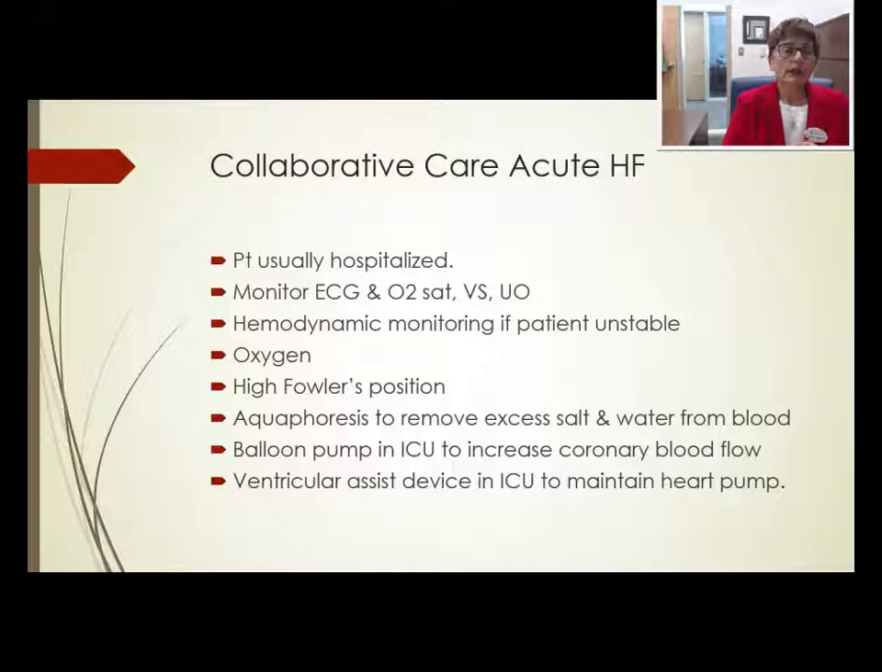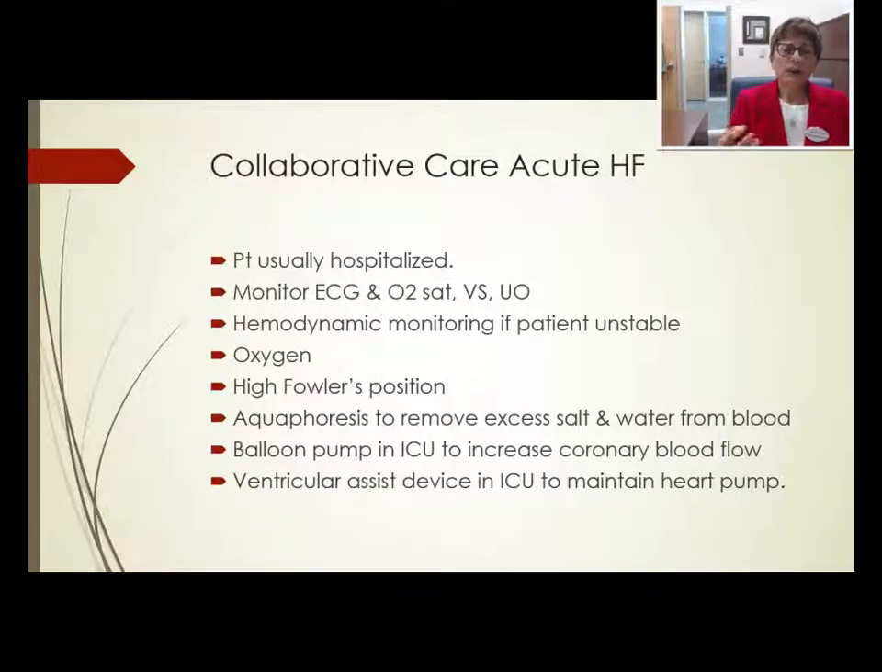And if they're very, very ill, they may go to the ICU and get hooked up for hemodynamic monitoring, and they will have an arterial line in their radial artery, and it will be measuring the pulmonary pressures and the blood pressure inside the heart. They will, of course, be applying oxygen, putting the patient up in a high Fowler's position so they can breathe.